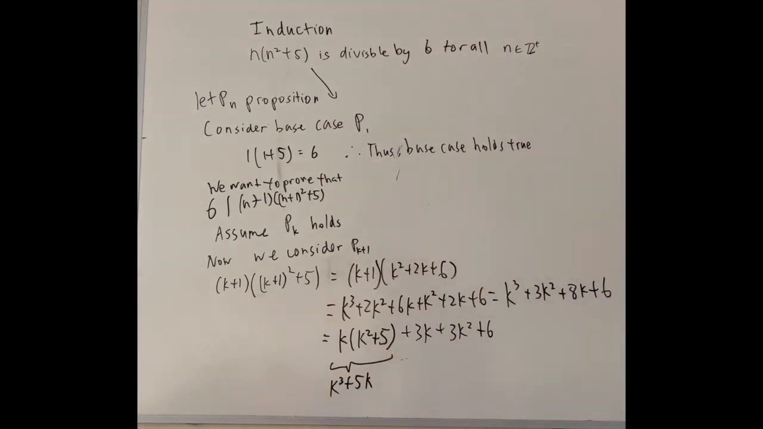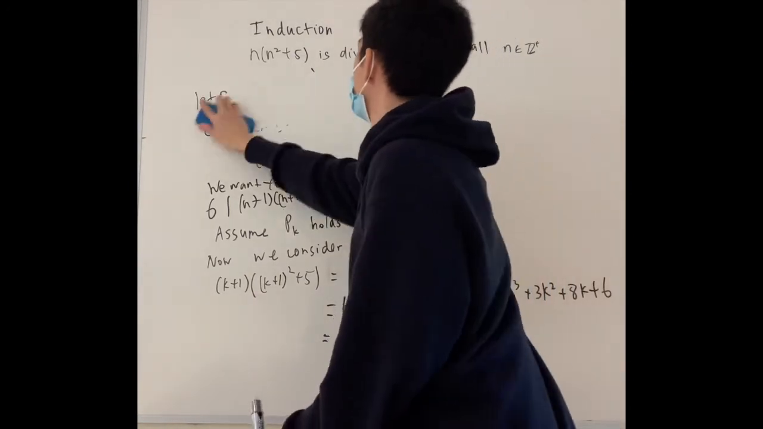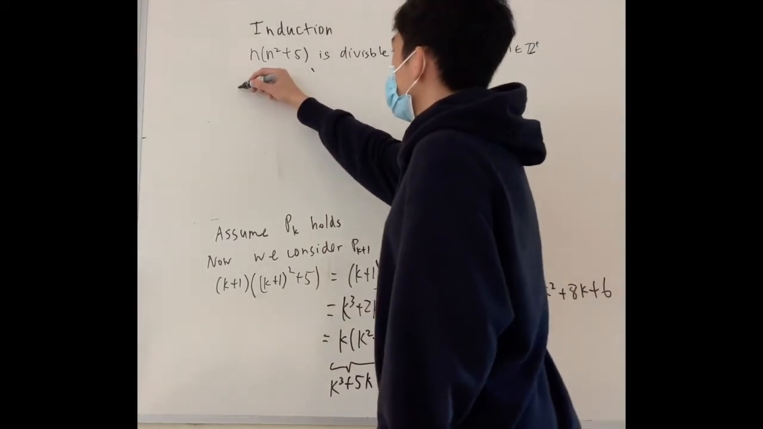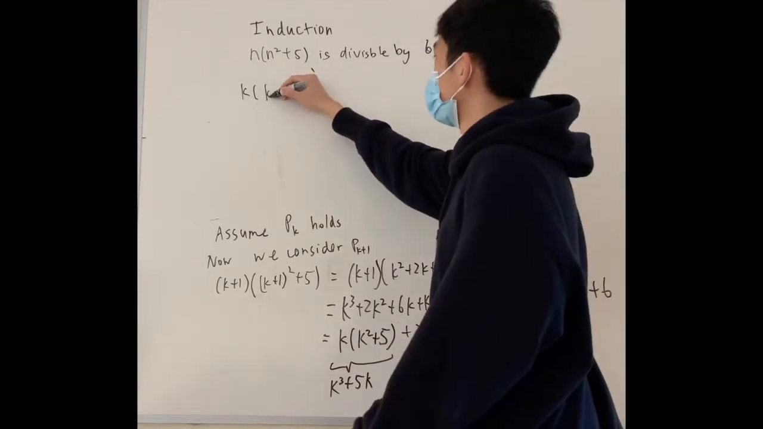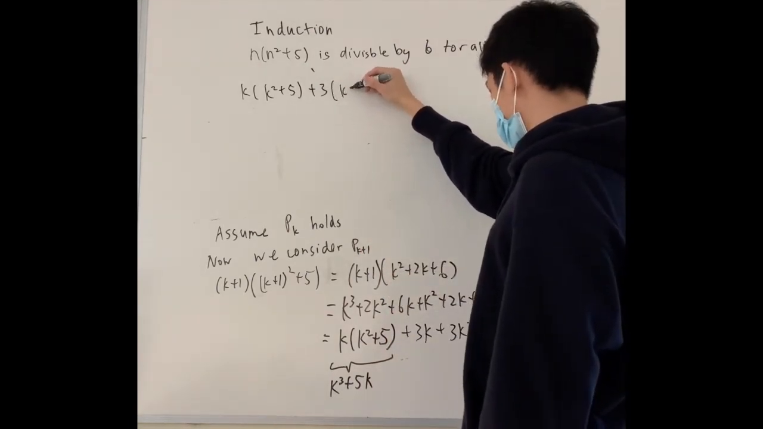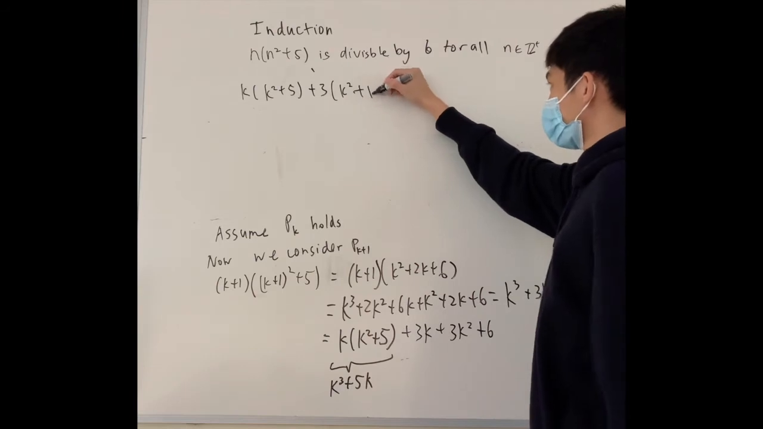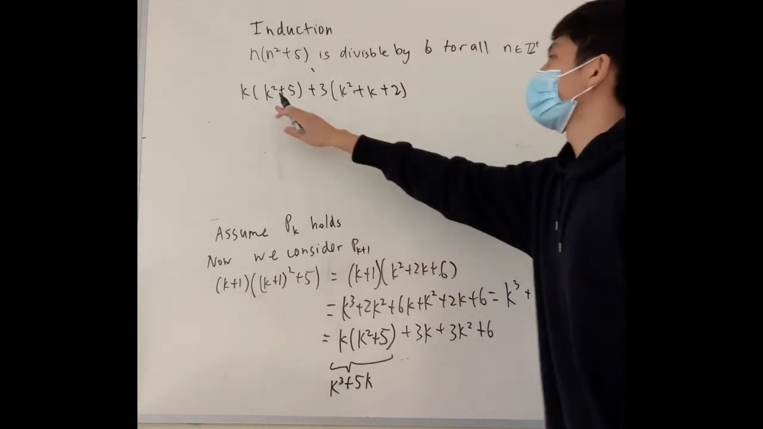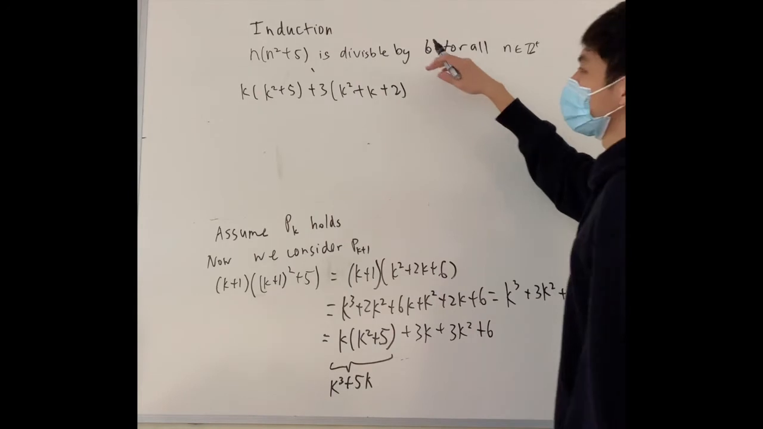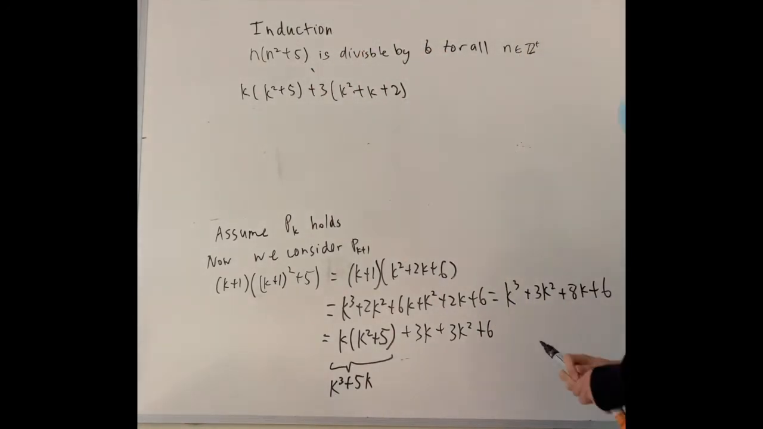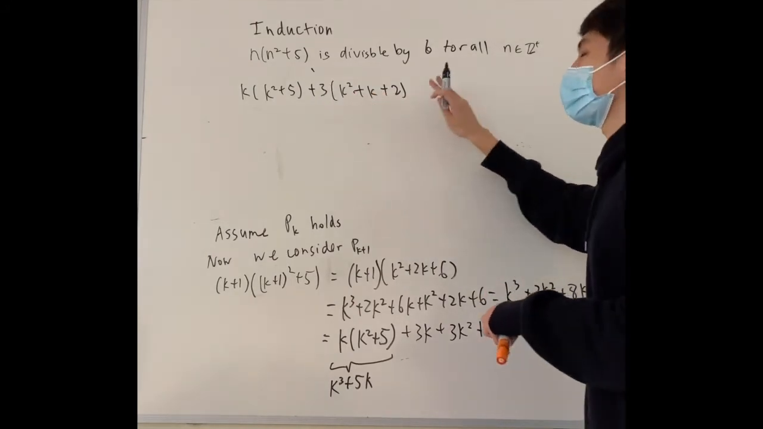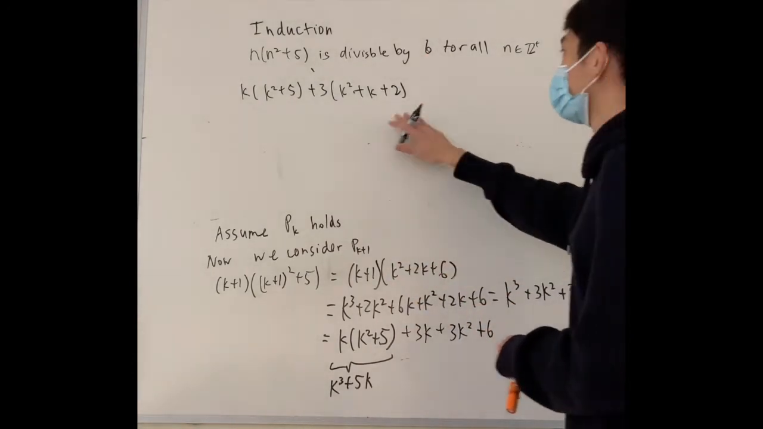So let's raise the thing up here. Let me just copy this up: k times (k squared plus 5) plus 3, and let me factorize it right now, 3 times (k squared plus k plus 2). Like I said before, by the induction hypothesis, the first part is divisible by 6. Now we want to show that this is divisible by 6, so that the whole expression is divisible by 6. Since this is also divisible by 3, we just want to show that this is divisible by 2, right? Because 3 times 2 equals 6, and thus it will be divisible by 6.